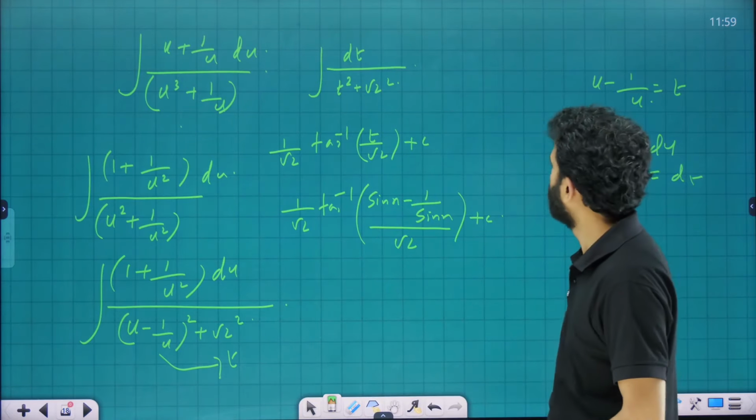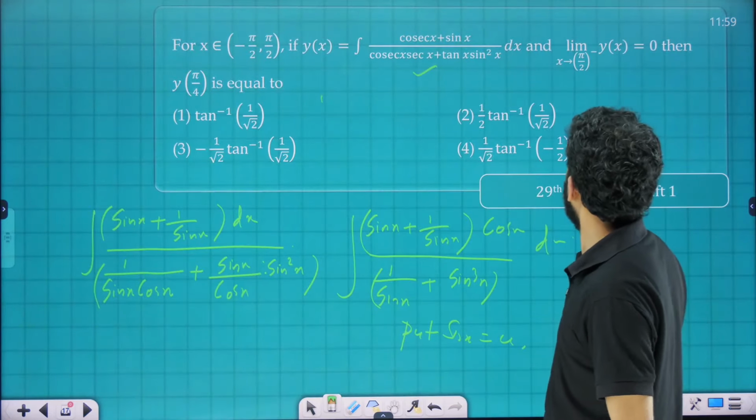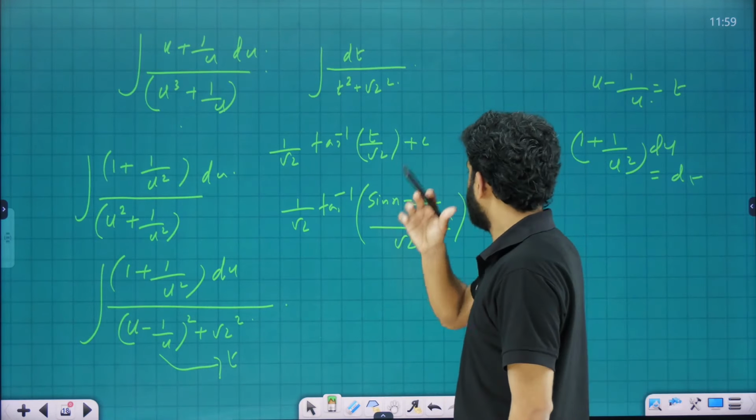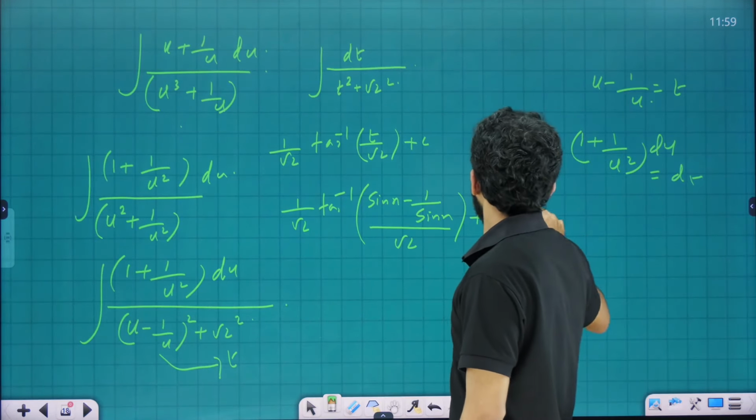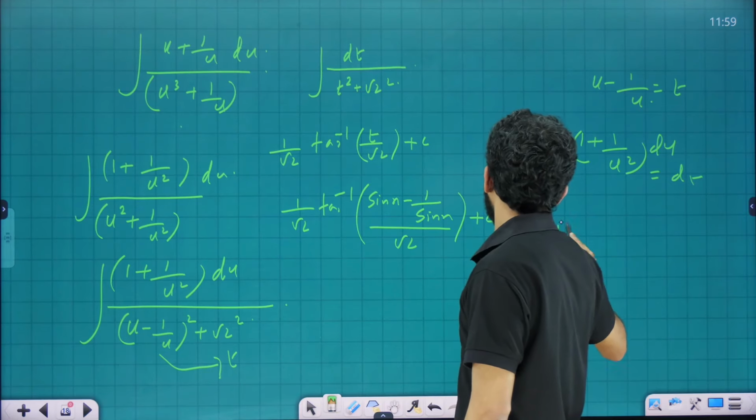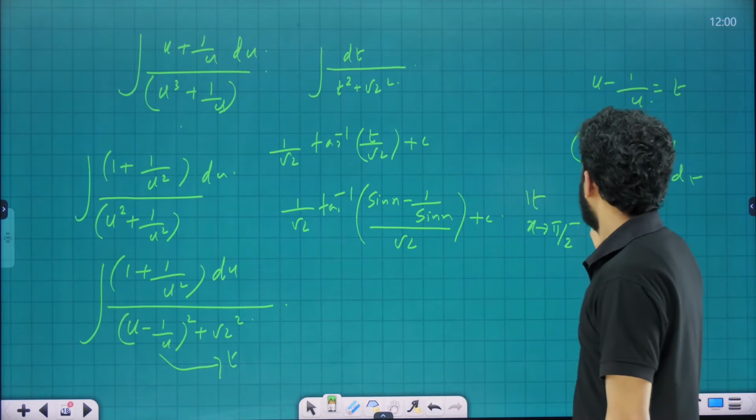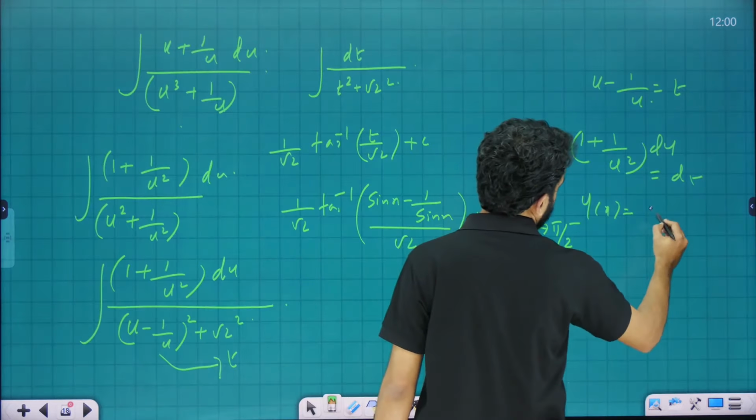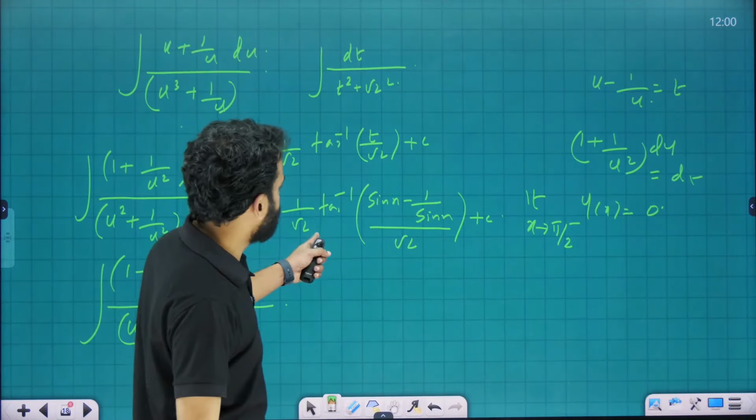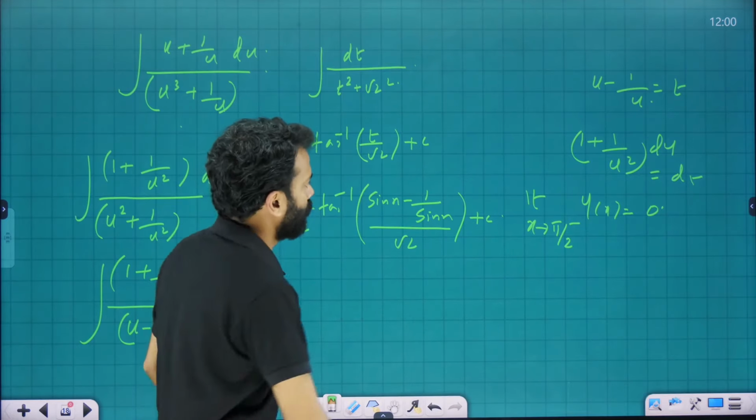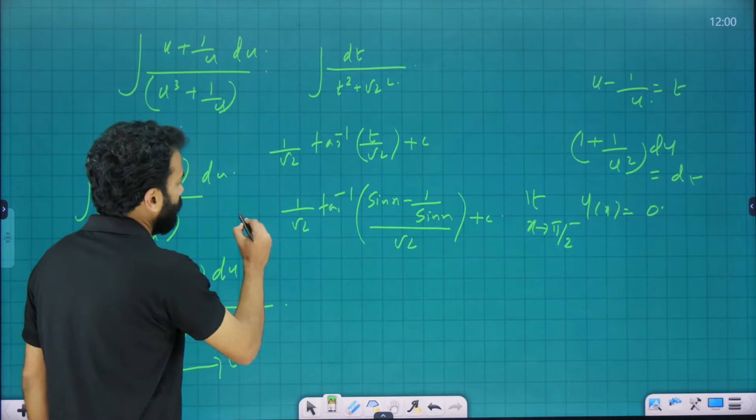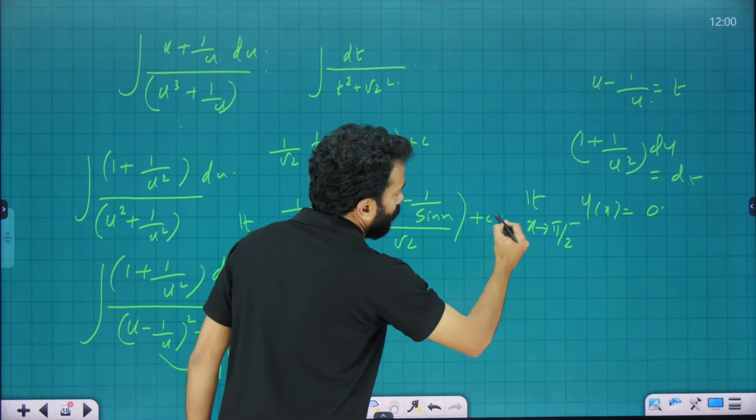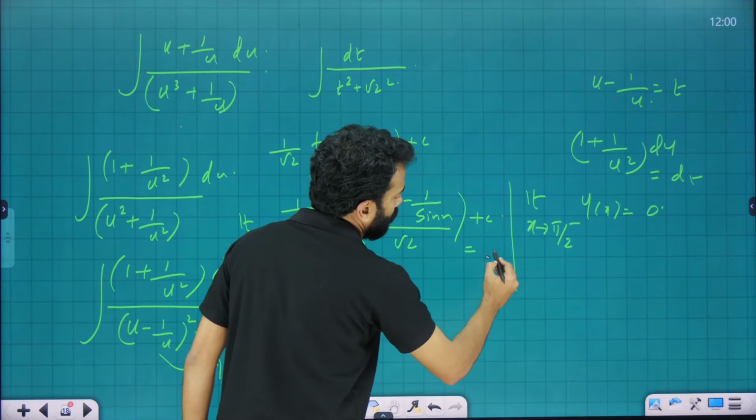And what is the next thing here? Limit x tends to pi by 2 minus y of x is equal to 0. Limit x tends to pi by 2 minus y of x is equal to what? Y of x is equal to 0. Therefore, limit x tends to pi by 2 minus this is equal to 0. Therefore, I am applying it here. Limit x tends to pi by 2 minus this value should be equal to what? This value should be equal to 0.